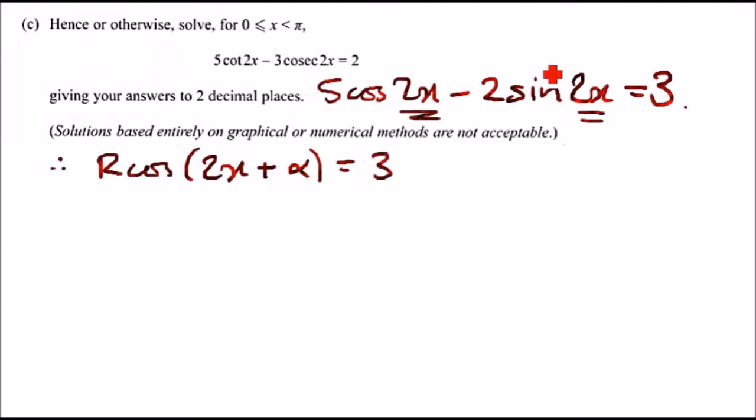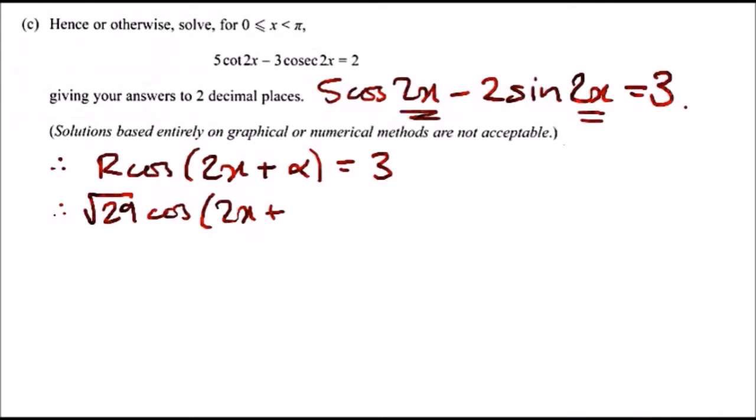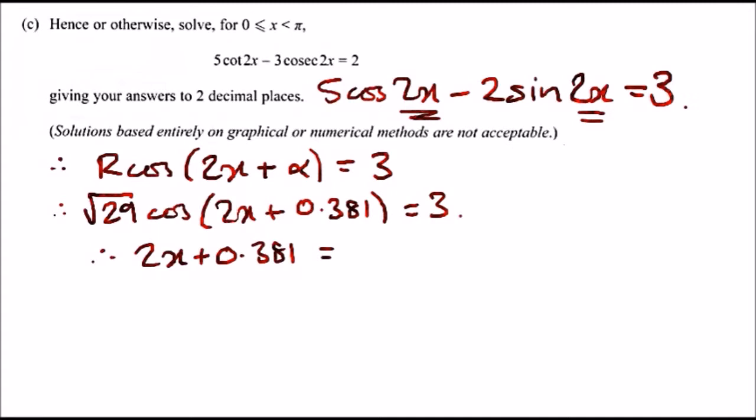Now, what were the values of r? Well, r was found to be, I believe, root 29 cos, and then we got 2x plus, and then the alpha here, I think, was 0.381 radians. Okay, equals 3, and yeah, now we just simply solve this. So all we can do is just divide it by root 29 and then cos inverse. So this should give us 2x plus 0.381 equals the cos inverse of 3 over root 29.